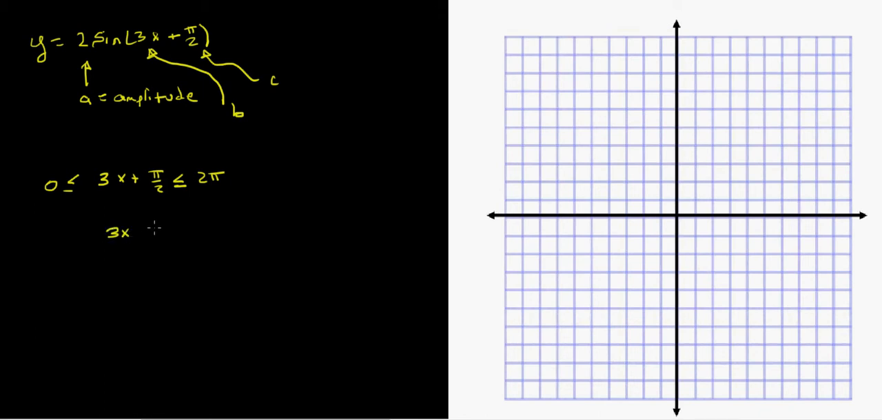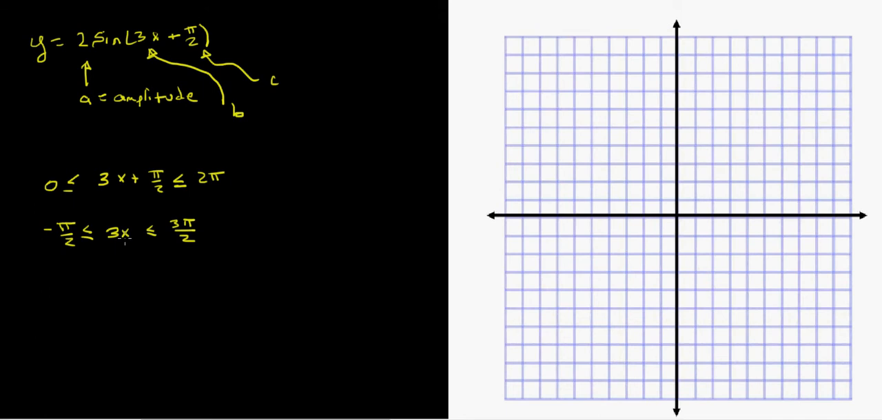So solving for x, I'm going to first subtract pi over 2. 2 pi minus pi over 2 is 3 pi over 2. And when I take 0 and subtract pi over 2, we'll get negative pi over 2. These steps are really important, so it's a good idea to double check your arithmetic. If you know you have a little issues with fractions and such, make sure you're double checking, because otherwise it's going to throw you off.